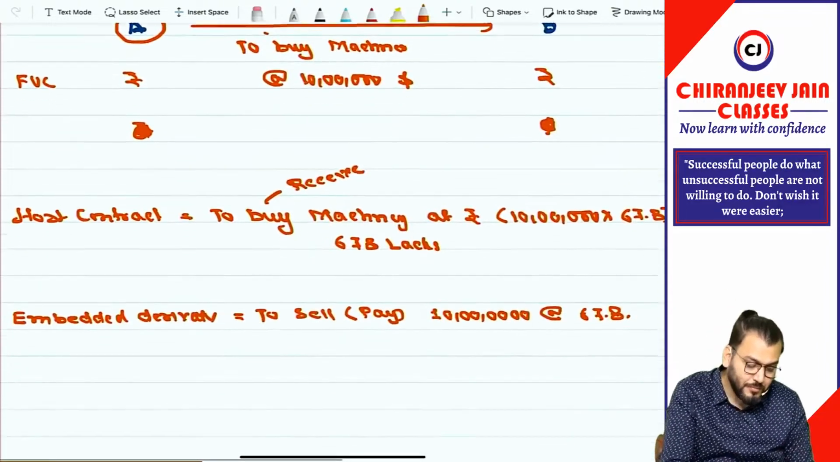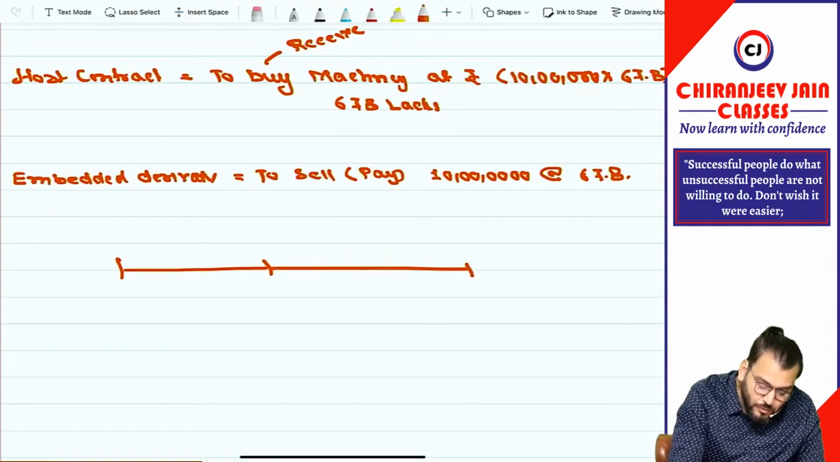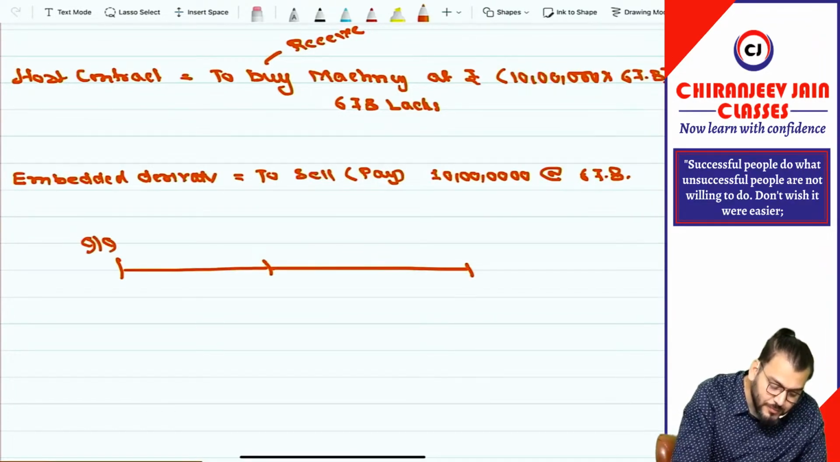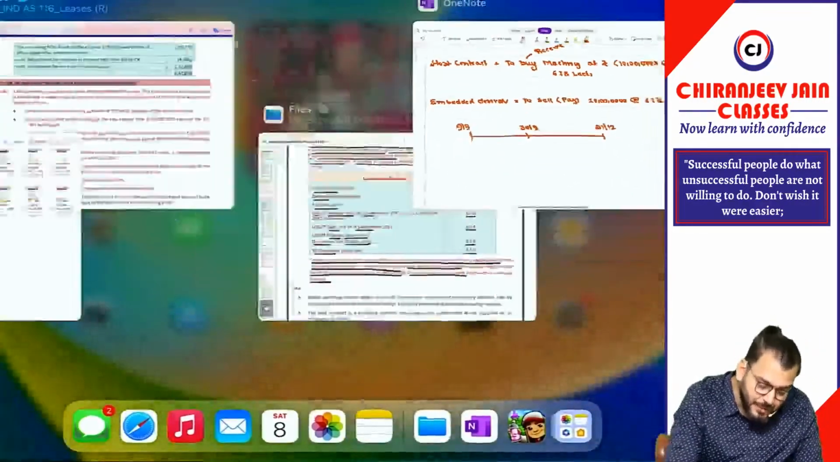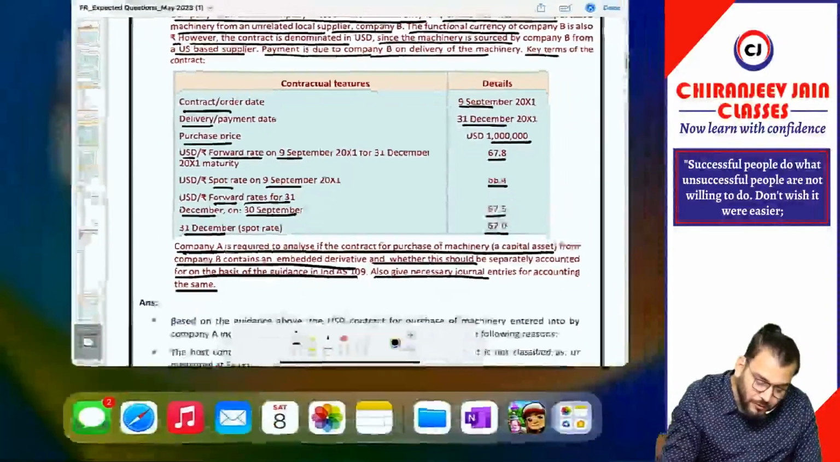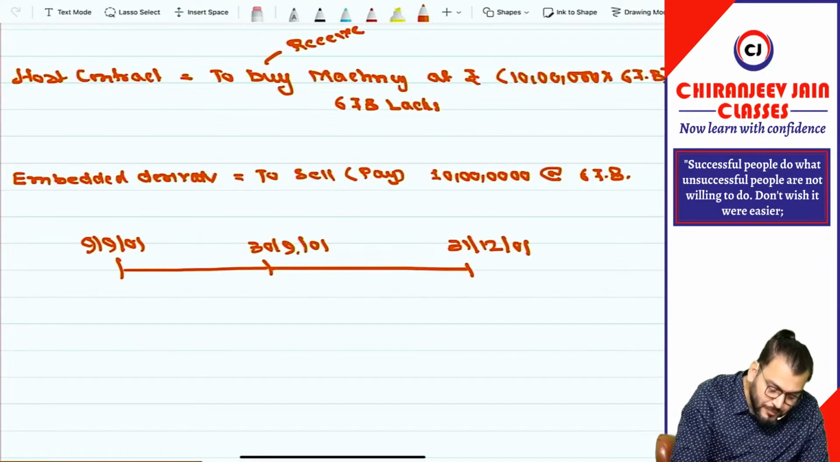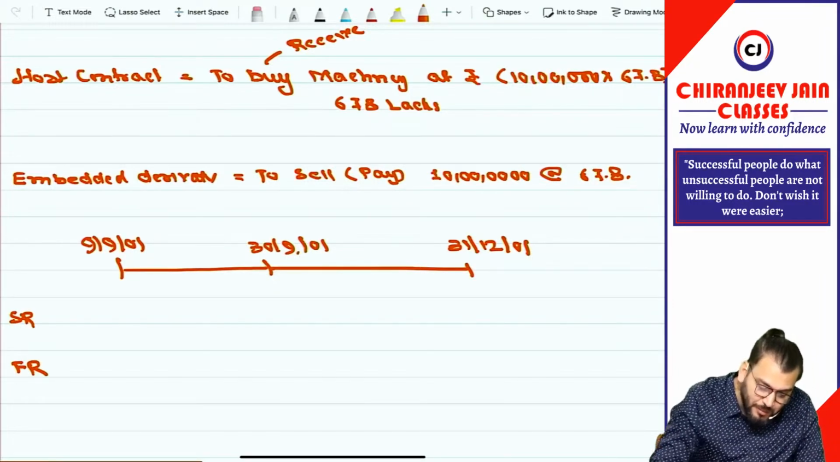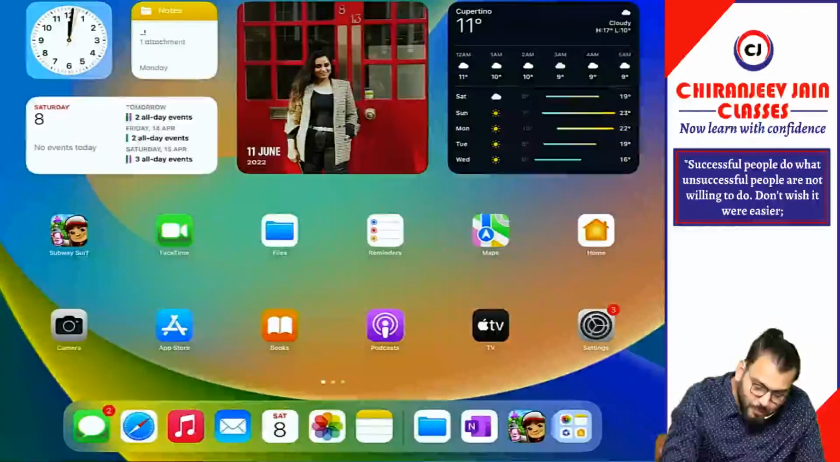Understood? Correct? Now, let me explain the derivative points. What is the contract date? 9 September, then 30th September, and then they have given 31st December. So they have given 3 dates, all in 2001. They have given spot rate and forward rate on these dates. So the forward rate is 67.8.